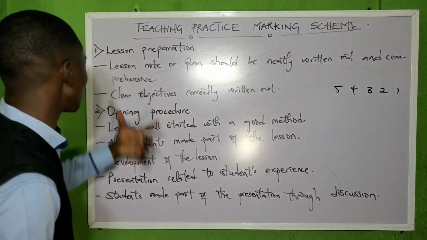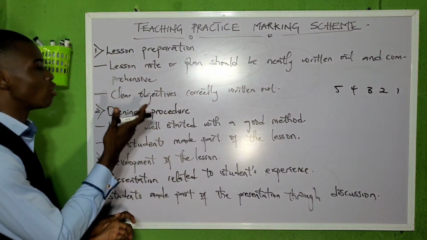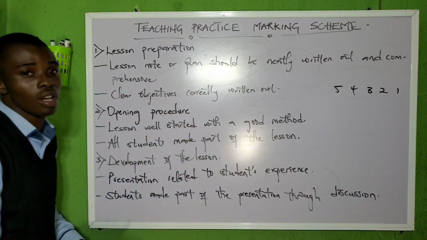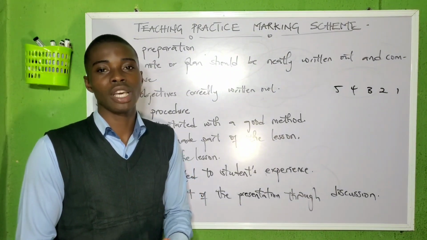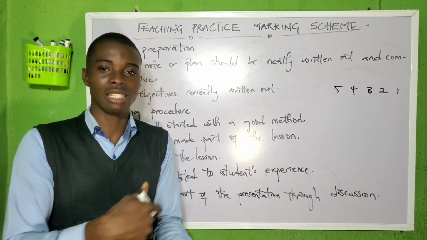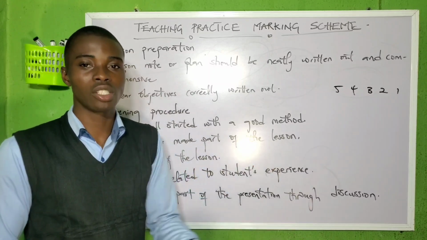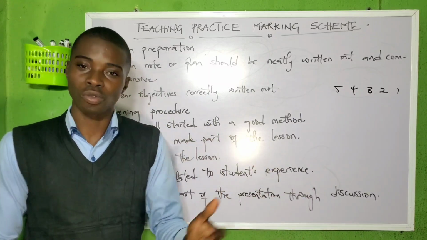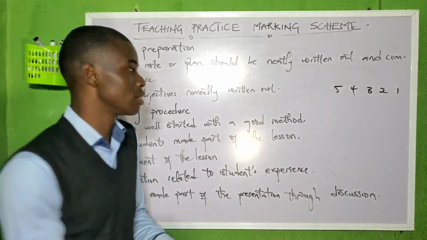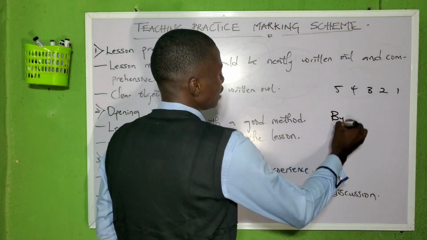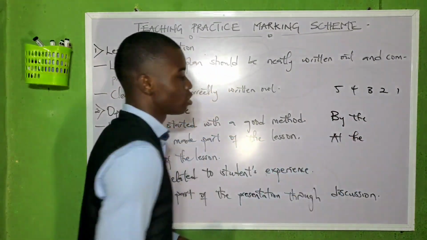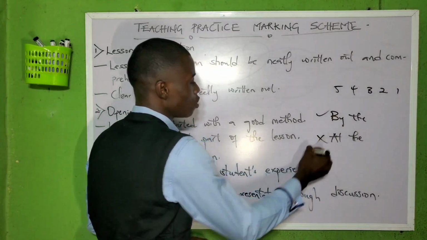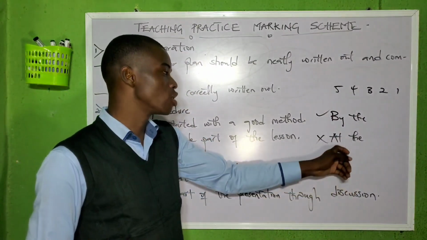Then the next thing under the lesson preparation is clear objectives correctly written out. Now, our objective should be: by the end of the lesson, students should be able to define, as I stated in my other video, should be able to state, should be able to do this, should be able to do that. Not "at the end", please, correction please, it is "by the end". This is the one they work with, not the other one. If you have the other one in mind before, please begin to reformat it now.